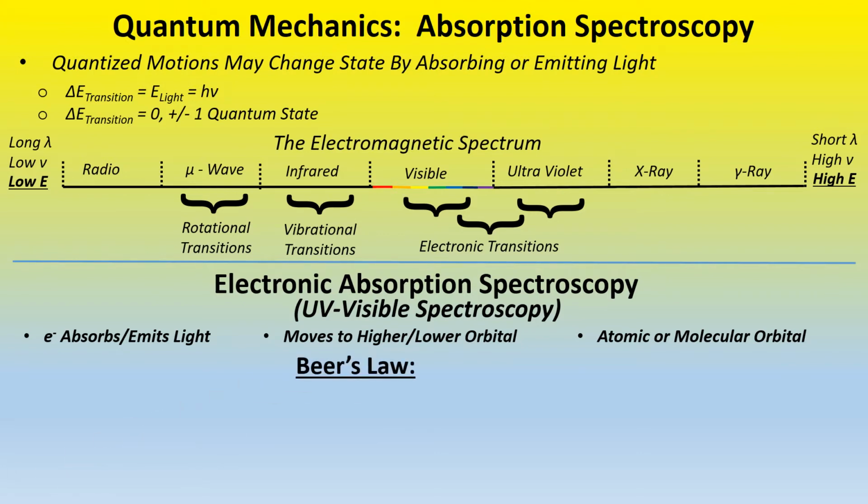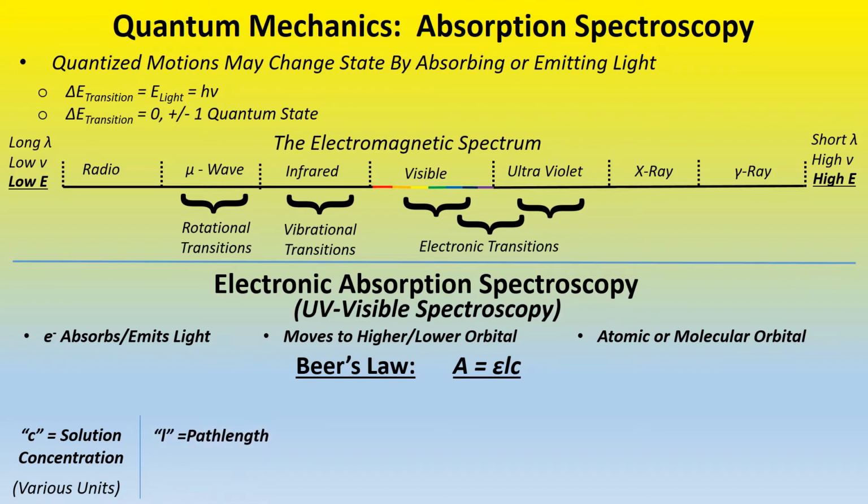All types of absorption spectroscopy obey Beer's law, where A, the absorbance, is equal to a constant epsilon times L times C, where C is the concentration of the solution in variable units. L is what's called the path length, the diameter of the sample cell. Epsilon is the molar extinction coefficient or the molar absorptivity. It essentially relates to the efficiency of the chromophore, or how strongly it absorbs energy at any given wavelength.